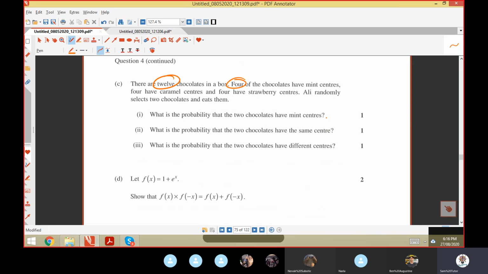Why am I overthinking it? Hold on. Wait. There are 12 chocolates in a box. 4 of the chocolates have mint centers. Because you're just selecting 2. You're not doing 1 and then recording in another one. You're not replacing either. You're not eating one and then eating another one.